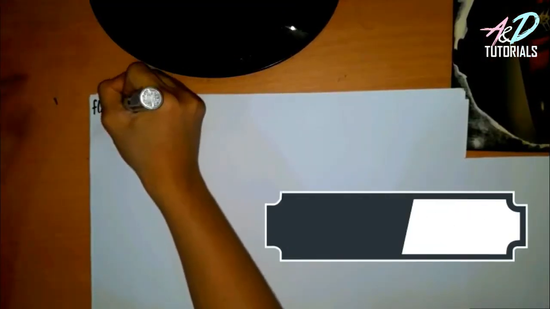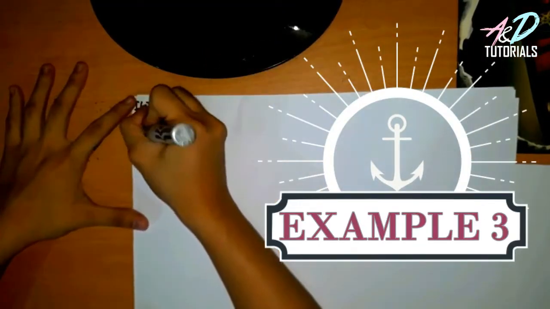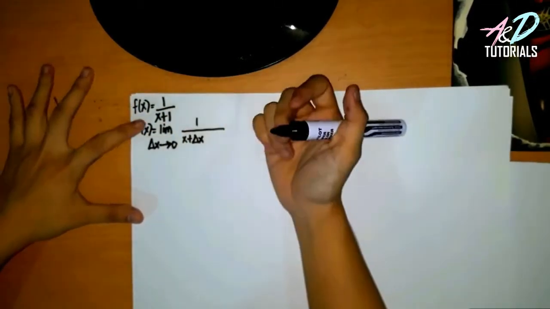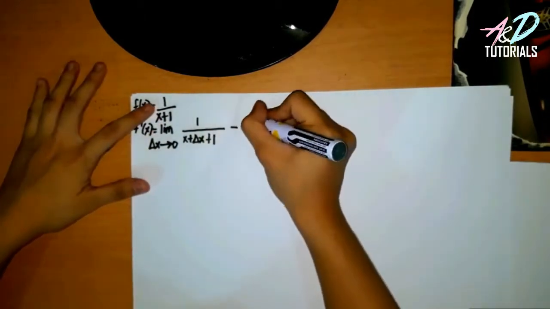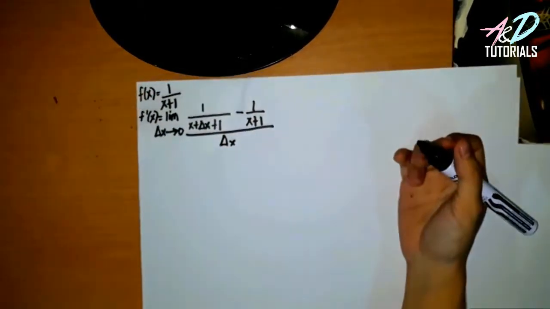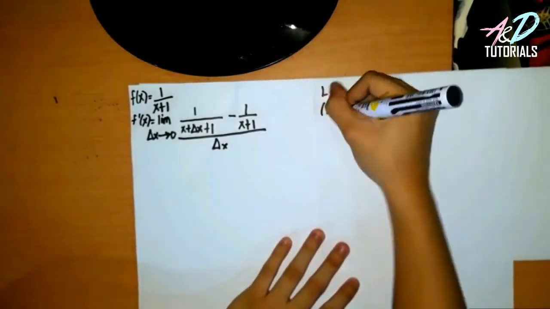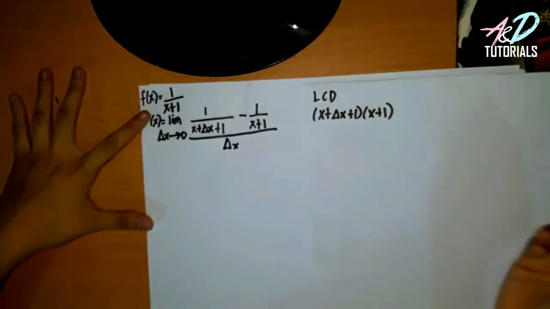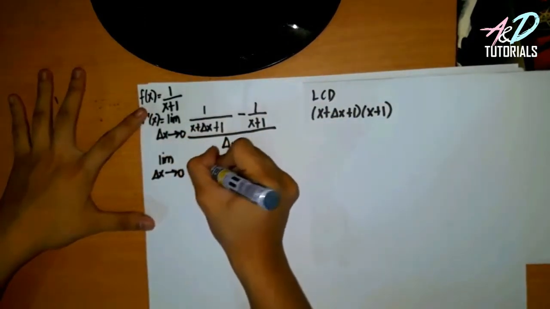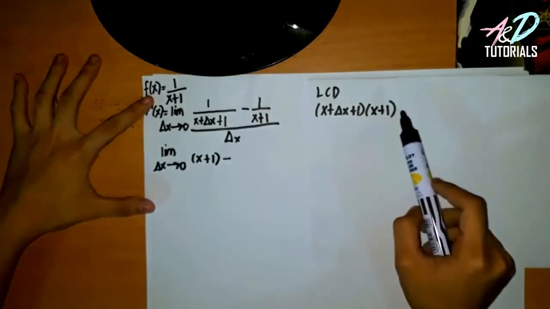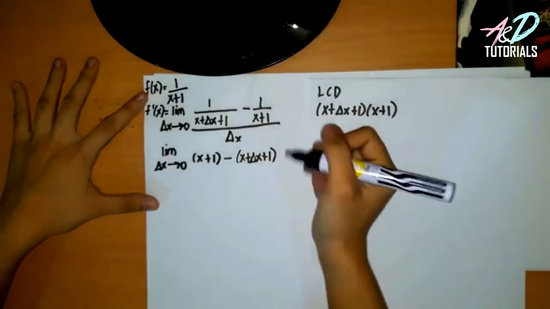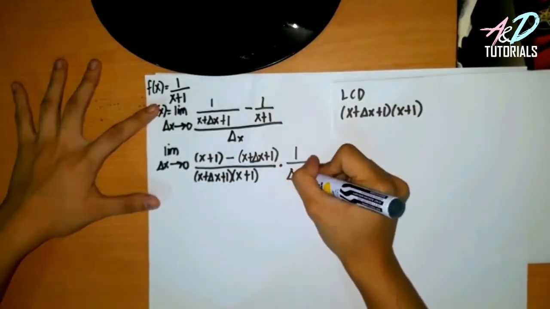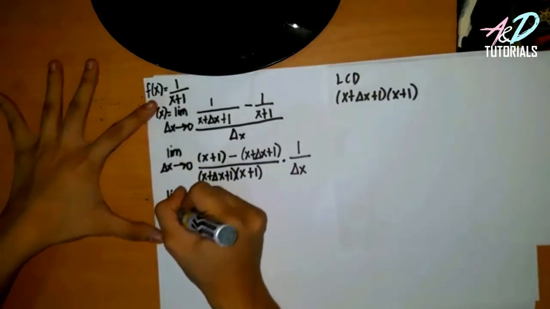For our last example, we have f of x is equal to 1 over x plus 1. Then we replace x with x plus delta x. Then subtract the original function all over delta x. We find the LCD first. We look for the reciprocal of delta x, then multiply it to the function.